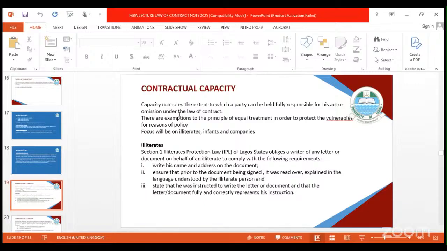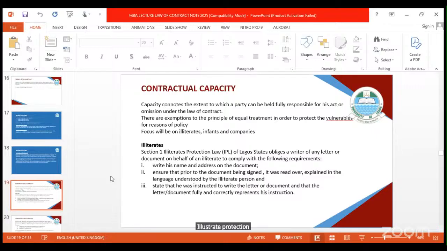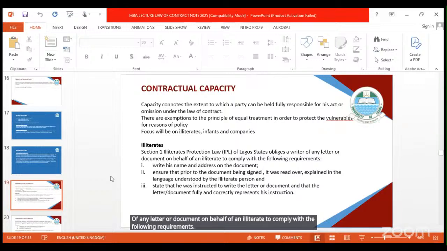Can someone read those three requirements so I know you are following? Number 1, write his name and address on the document. Start from Section 1. Okay, Section 1 of the Illiterates Protection Law, IPL, of Lagos State obliges a writer of any letter or document on behalf of an illiterate to comply with the following requirements. Good. First one, write his name and address on the document.